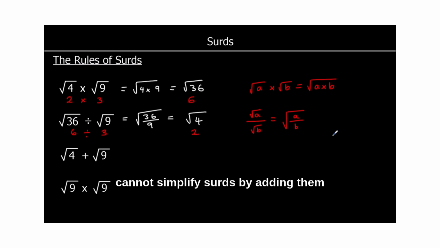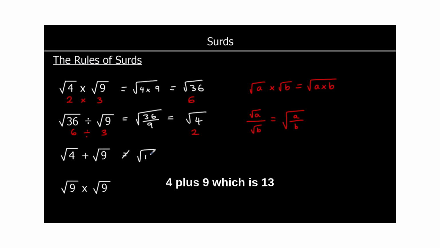There isn't a rule for adding or taking away surds. So you cannot simplify surds by adding them or taking them away from each other. And I will show you this doesn't work. So I'll show you that root 4 plus root 9 is not equal to root 4 plus 9, which is root 13. And that's because root 4 is 2, root 9 is 3, and 2 plus 3, which is 5, isn't root 13. Root 13 is not 5. So this is not a rule. There's not a rule for adding surds.